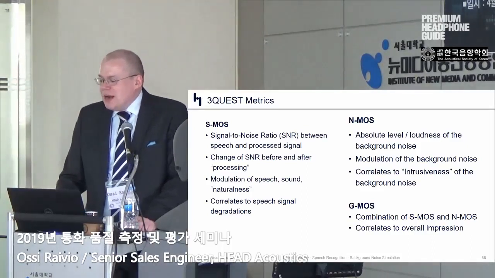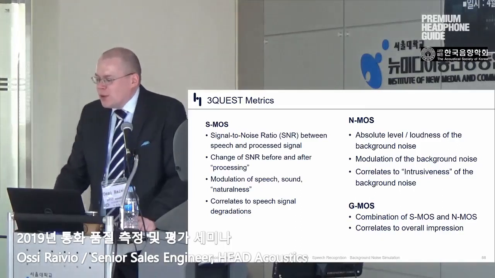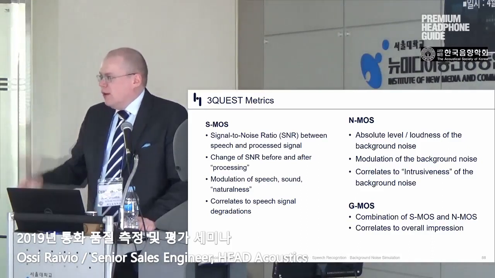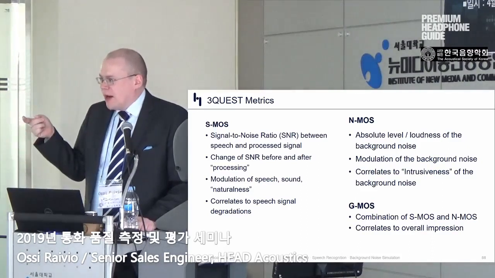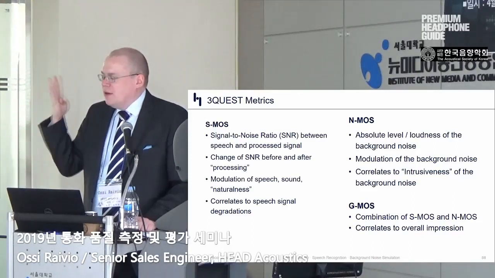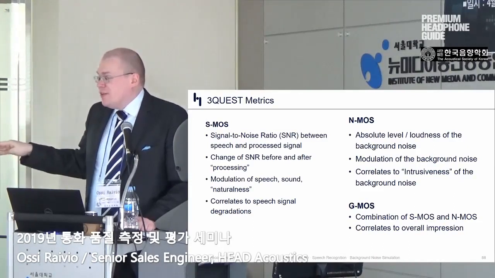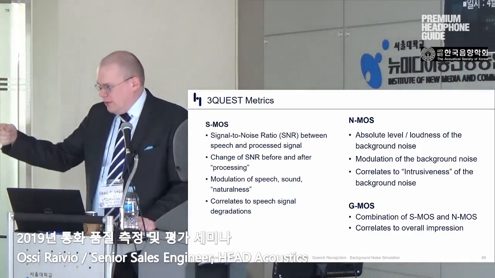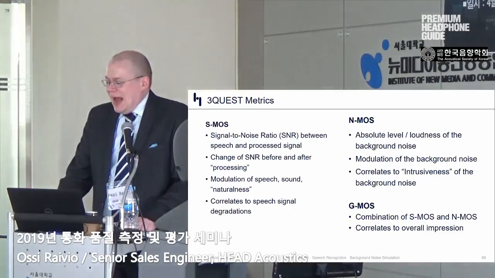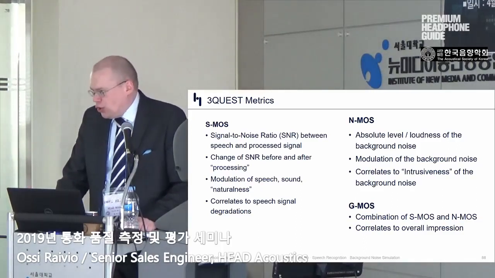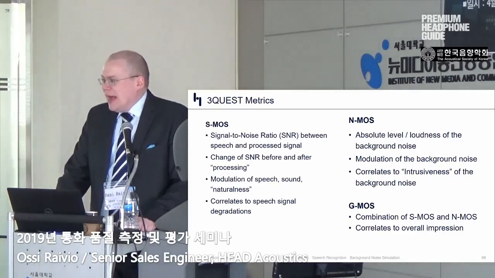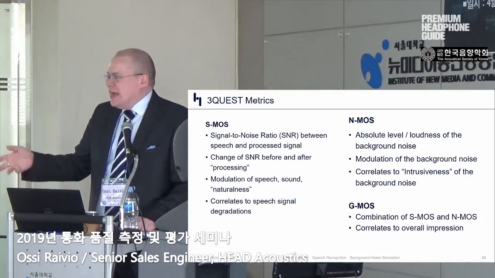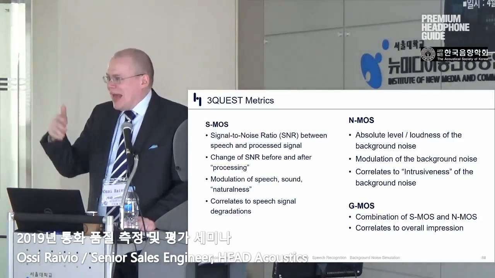So the NMOS is basically the answer to the question: how intrusive is the background noise? 5 means you can't hear any background noise. 4 means you can hear background noise, but it's not disturbing in any way. Then 3, 2, 1 are a bit disturbing, disturbing, and a lot disturbing. And the GMOS is a combination of SMOS and NMOS, and it is the overall quality, including both speech and noise.